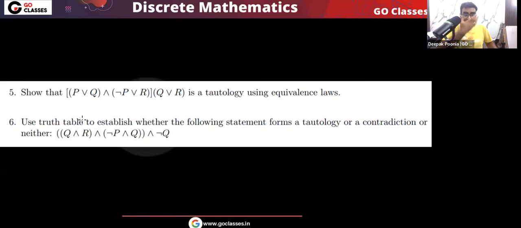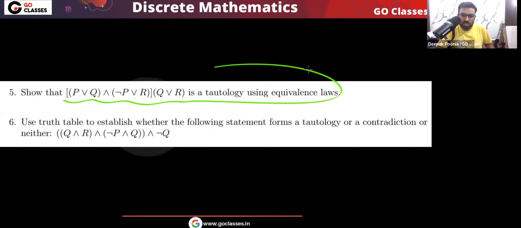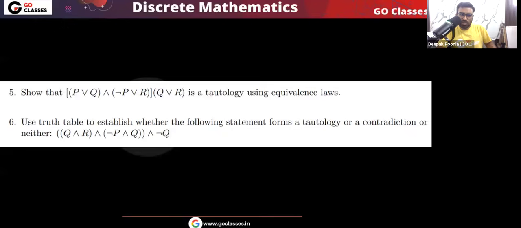Let's see question number 5. Question number 5 is saying, show that this expression is a tautology using equivalence laws. So the expression given to us is P or Q. For simplicity, I can write it as plus. This plus simply means or. Okay, I told you that this disjunction, what are the disjunction symbols?